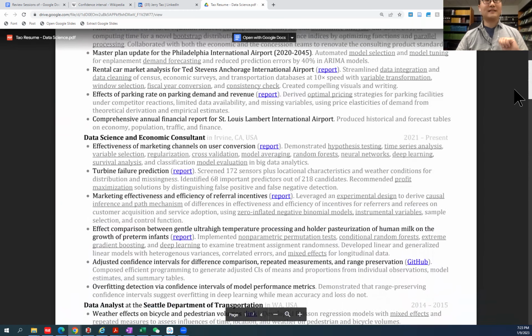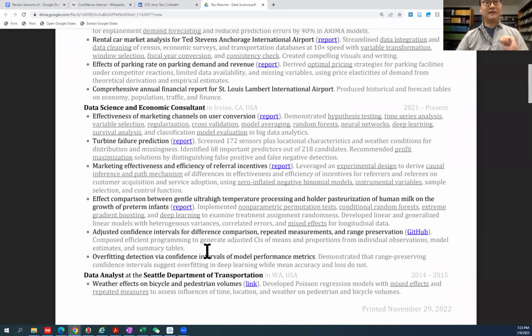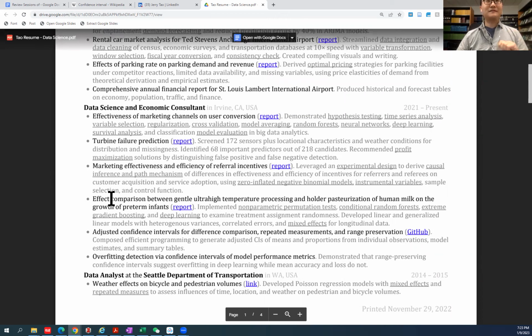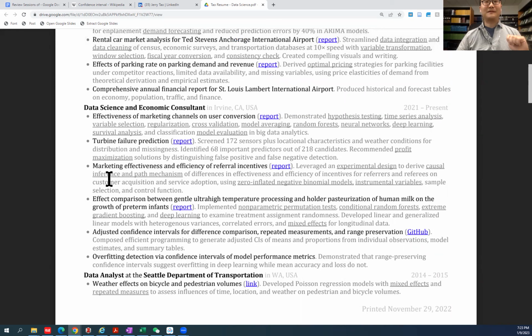For example, in a latest project, I helped another MBA student, who was enrolled one year ahead of you, I believe, on their statistical analysis for this one. They did an experiment to test their specific processing procedure of human milk, and they want to compare it with the industrial standard. So there are two groups. One group of infants used this new type of human milk, while the other group, the control group, used the previous industrial standard of Holder pasteurization of human milk instead.